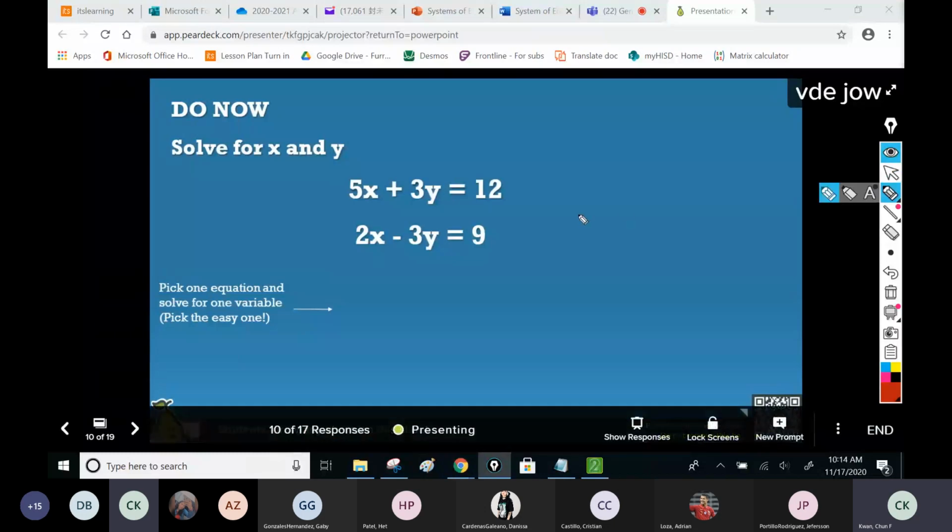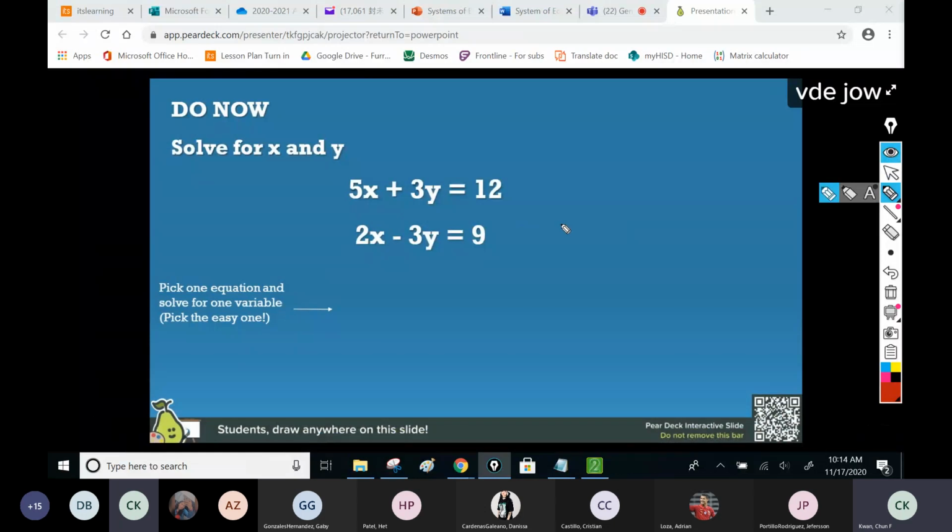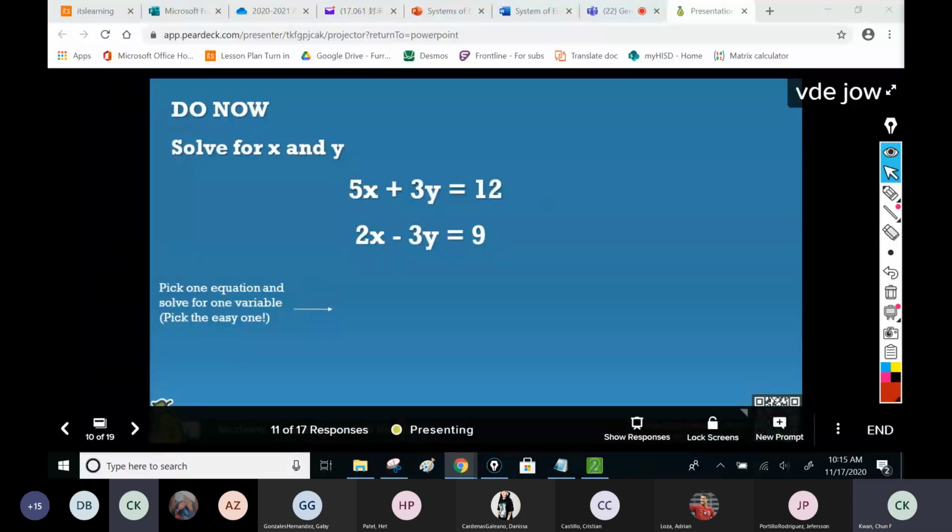All right, so let me go over this do now problem. This is the system of equations that we talked about last class. When we talk about systems, we always need two equations, and in each equation you have two variables, the x and the y for both equations, and we need to figure out what value is x and what value is y, all right?